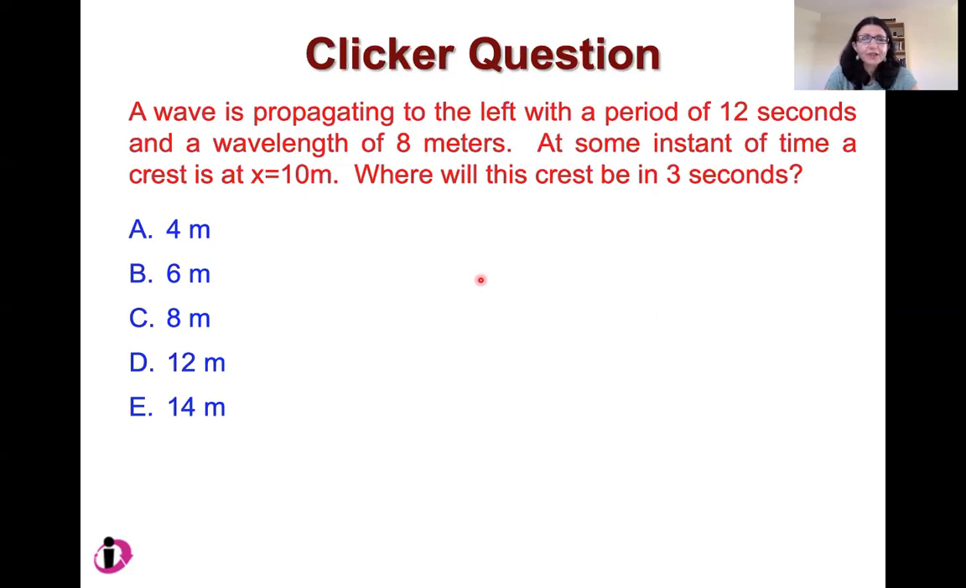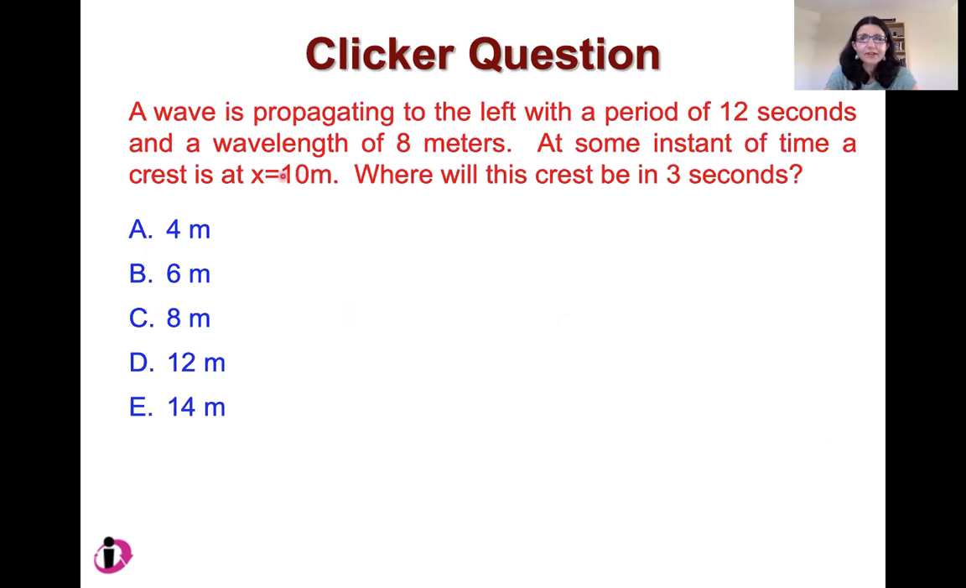All right, so what do we have here? A wave is propagating to the left with a period of 12 seconds and a wavelength of 8 meters. At some instant of time, there's a crest which happens to be at 10 meters. So where will this crest be 3 seconds from this time? All right, so think about it. Let me think about it as well.